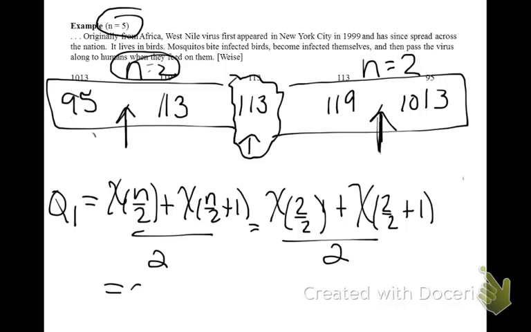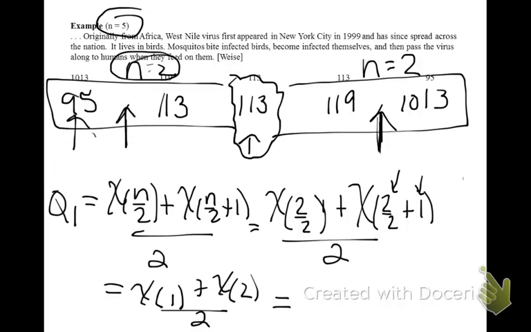simplify. 2 divided by 2 is 1, and 1 plus 1 is 2. So as you could have suspected, the formula comes back and just says take your first and your second number and average them. So your lower quartile will just be the average of 95 and 113. And this comes back as 104.